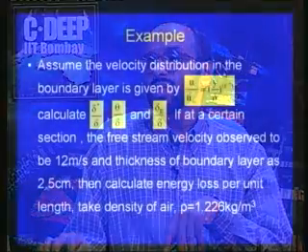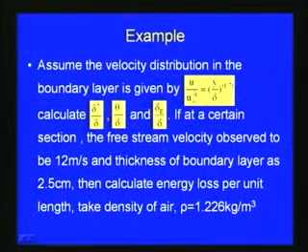So, here we consider a small example problem. Assume the velocity distribution in the boundary layer is given by u by u infinity is equal to (y by delta) to the power 1 by 7. We have to calculate the ratio of displacement thickness to boundary layer thickness, delta star by delta, and momentum thickness to delta, and energy thickness delta E to delta. And also, if at a certain section the free stream velocity is observed to be 12 meter per second and thickness of boundary layer as 2.5 centimeter, then calculate the energy loss per unit length by taking the density of air as rho is equal to 1.226 kilogram per meter cube.